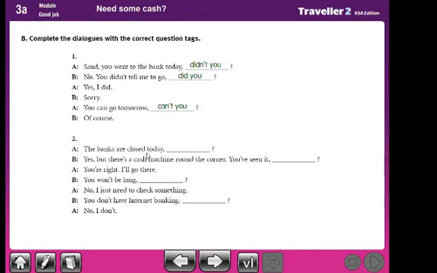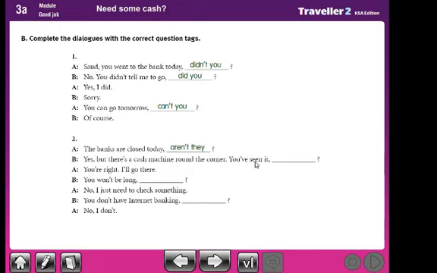2. The banks are closed today. We have are here. Are. Make it negative. Aren't. Aren't what? Aren't the banks? No. The subject here, the banks. Yes. Aren't they? They refers to the banks. Aren't they? Yes, but there is a cash machine around the corner.